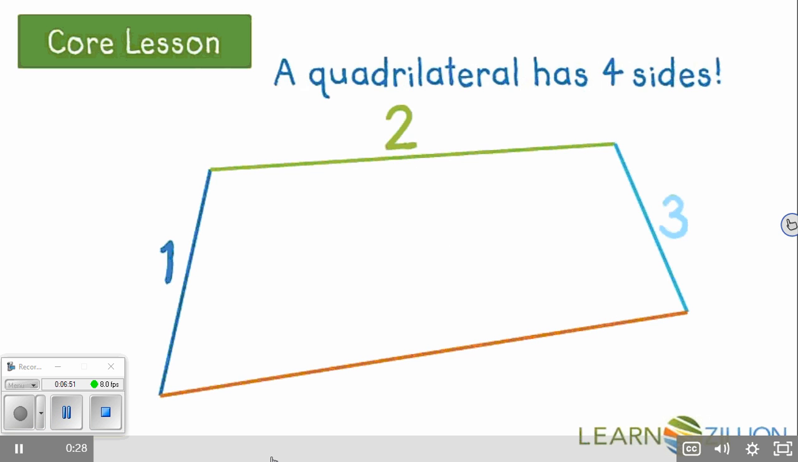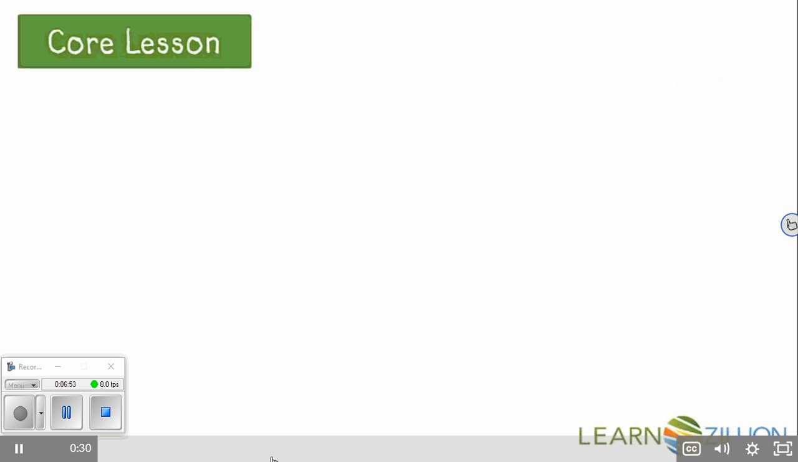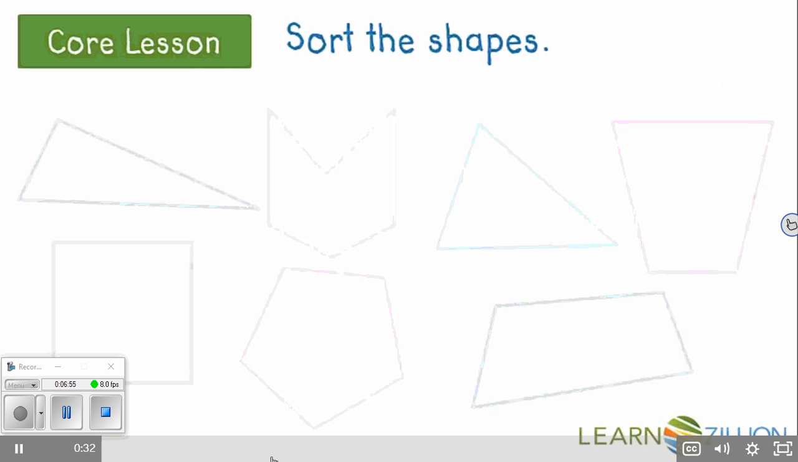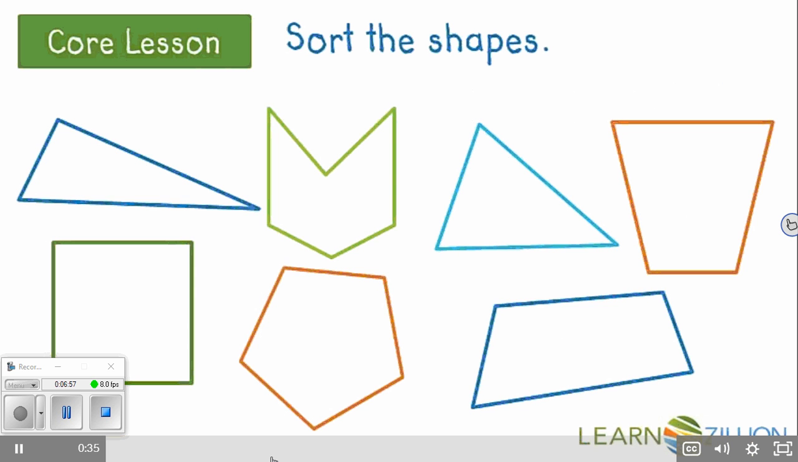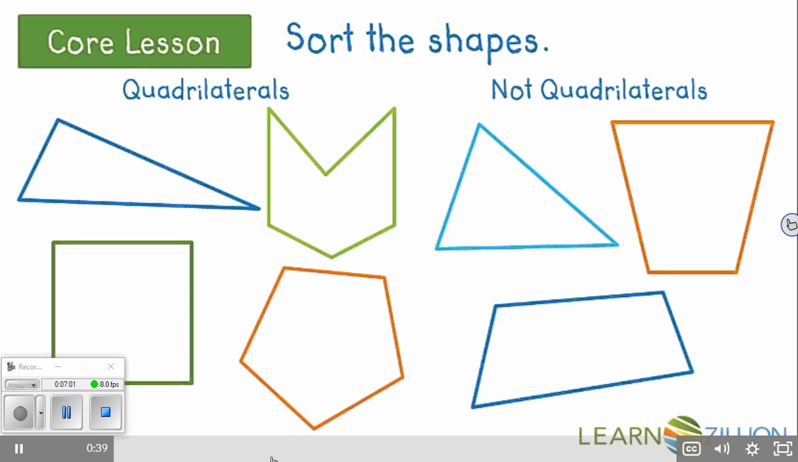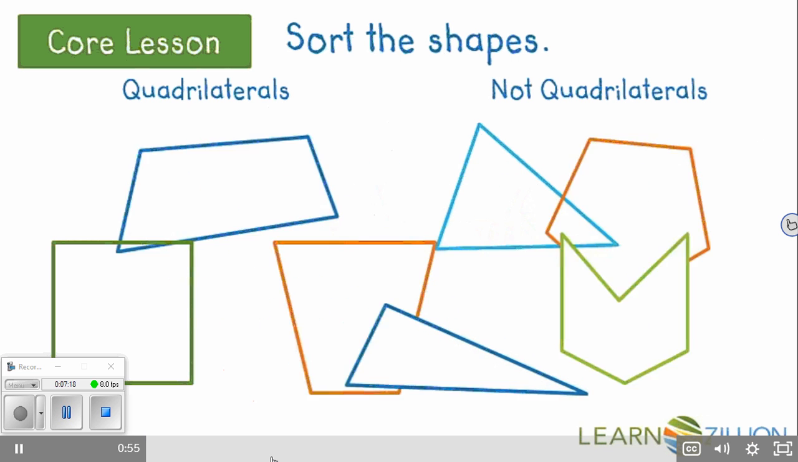1, 2, 3, 4. Let's sort these shapes into 2 categories. Shapes that are quadrilaterals and shapes that are not quadrilaterals. Which of these shapes on the left have 4 sides and can stay? This one. Which of these shapes on the right have 4 sides and need to move to the left? These 2. So let's put these shapes in their correct places.